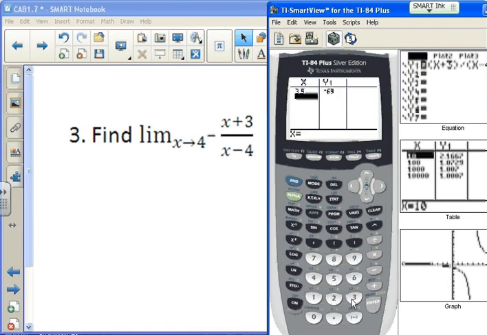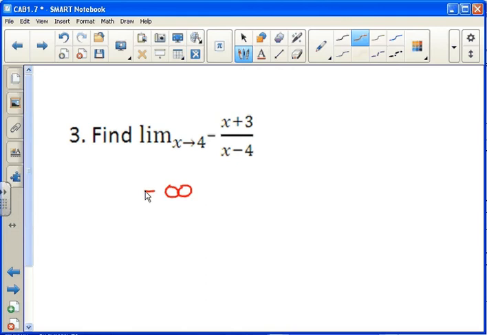3.99, 3.999, and so on. Hopefully you can see that this is just continuing to get bigger and bigger in a negative way. So it's getting bigger and bigger negative numbers. So if we're getting bigger and bigger negative numbers, that means we are heading toward negative infinity. And that is our answer for number 3. Again, it's a one-sided limit, so that type of answer is allowed, negative infinity.